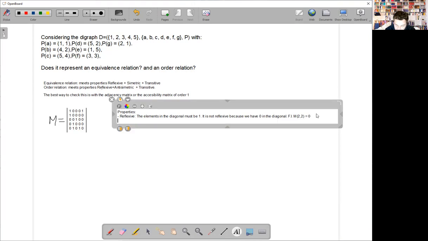We check the symmetric property, and in this case, in the matrix, this means that if the element, for instance, 1, 2 is a 0, the element 2, 1 must be also a 0. Right? In this case, we see how this matrix is not symmetric. So we write it down. Matrix must be symmetric.